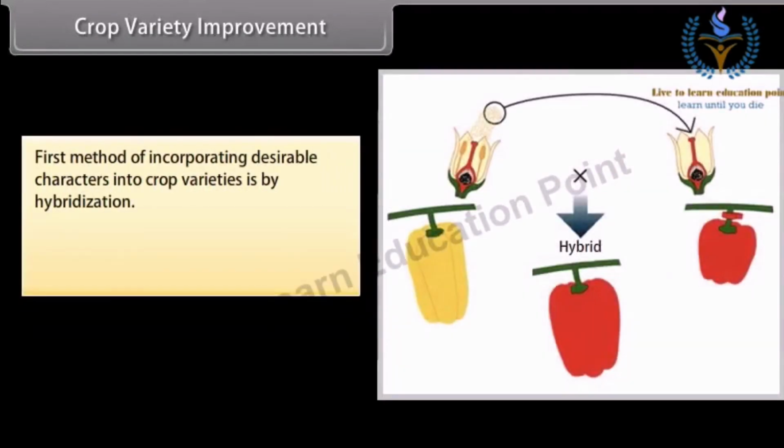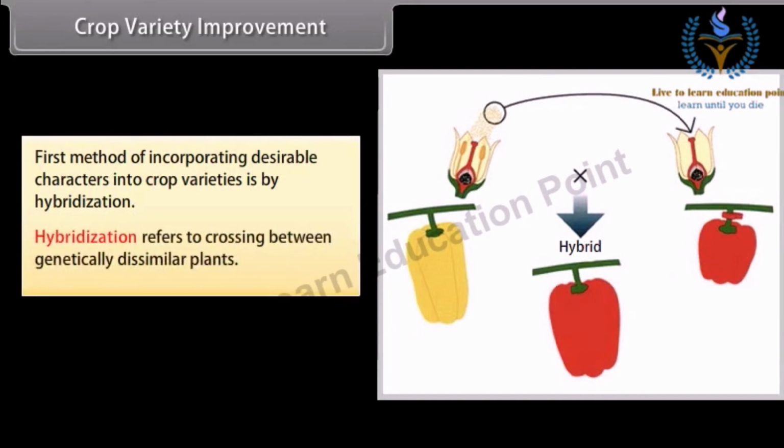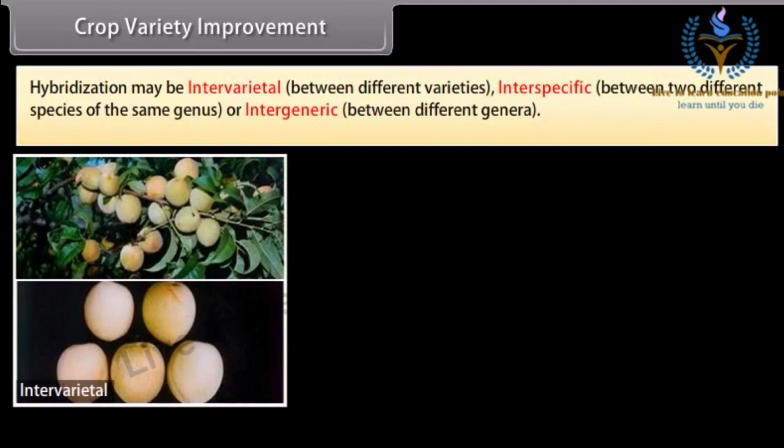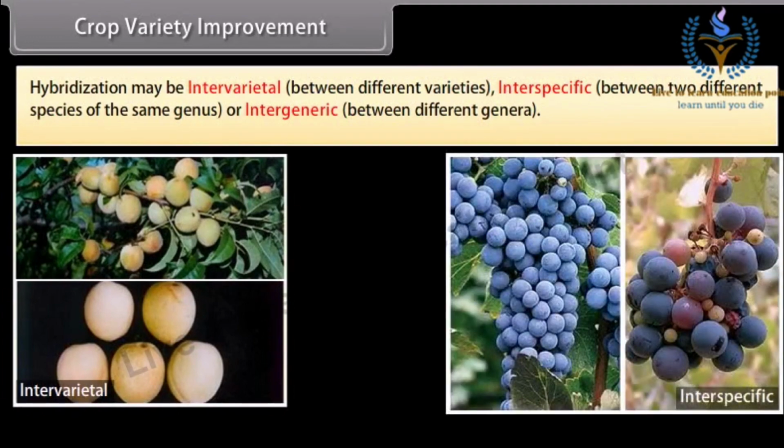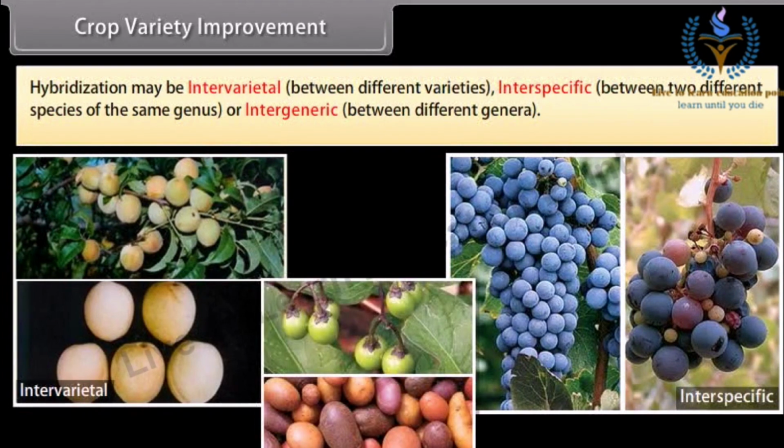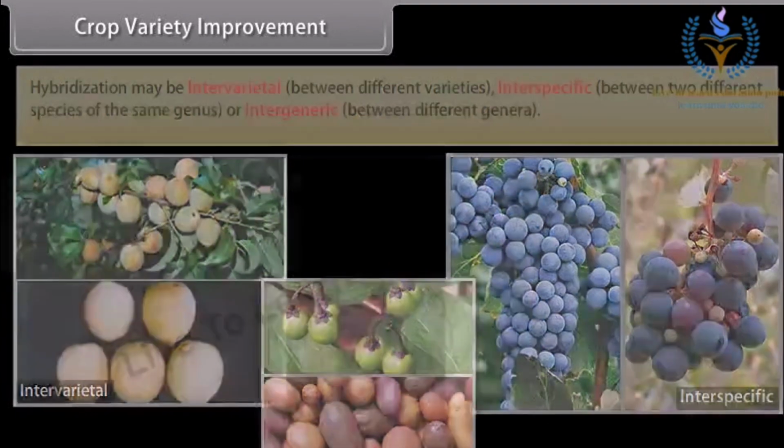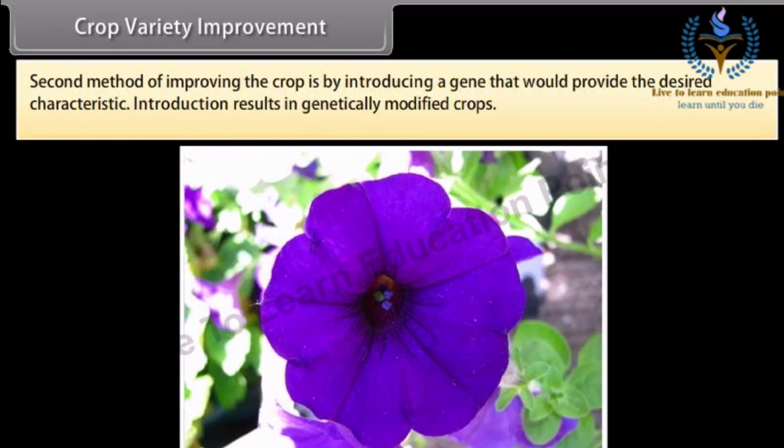First method of incorporating desirable characters into crop varieties is known as hybridization. Hybridization refers to crossing between genetically dissimilar plants. Hybridization may be intervarietal between different varieties, interspecific between 2 different species of the same genus, or intergeneric between different genera. Second method of improving the crop is by introducing a gene that would provide the desired characteristic. Introduction results in genetically modified crops.